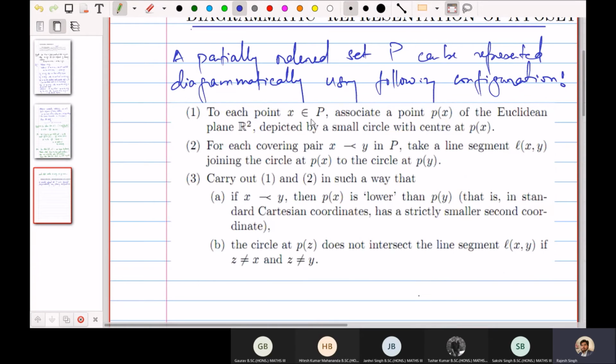To each point x belonging to P, we draw a small circle. Okay. For each point, we draw a small circle, and then for each covering pair x, अगर कोई हमारे पास y है that covers x, then we draw a line joining x to y. ठीक है? And y is always placed above x. ठीक है? x is lower than y.